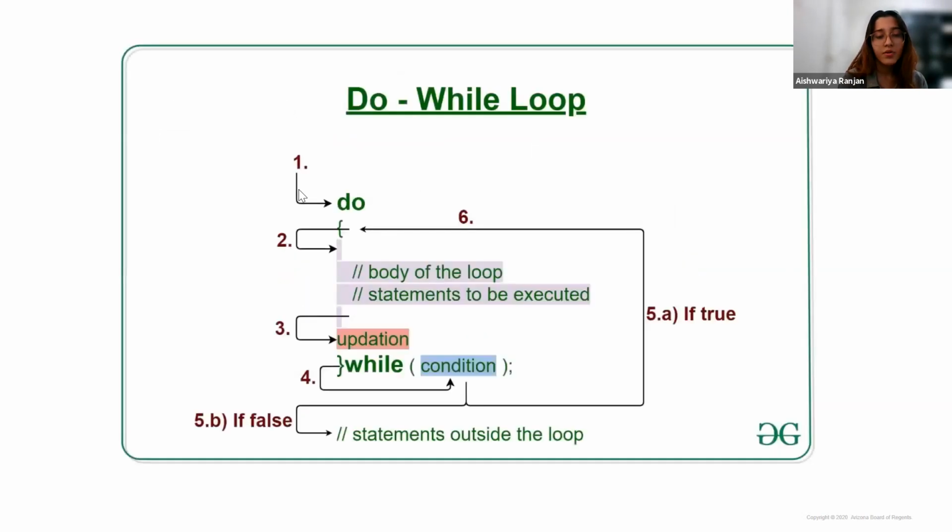For the do while loop, first we go into the body of the loop, and then we update the value, usually whatever is mentioned in the while condition. So if while is checking for x less than or equal to 15, then x should be updated here in some way. So we update that value and then we check the condition. If the condition is true, then we run it again. But if the condition is false, then we exit.